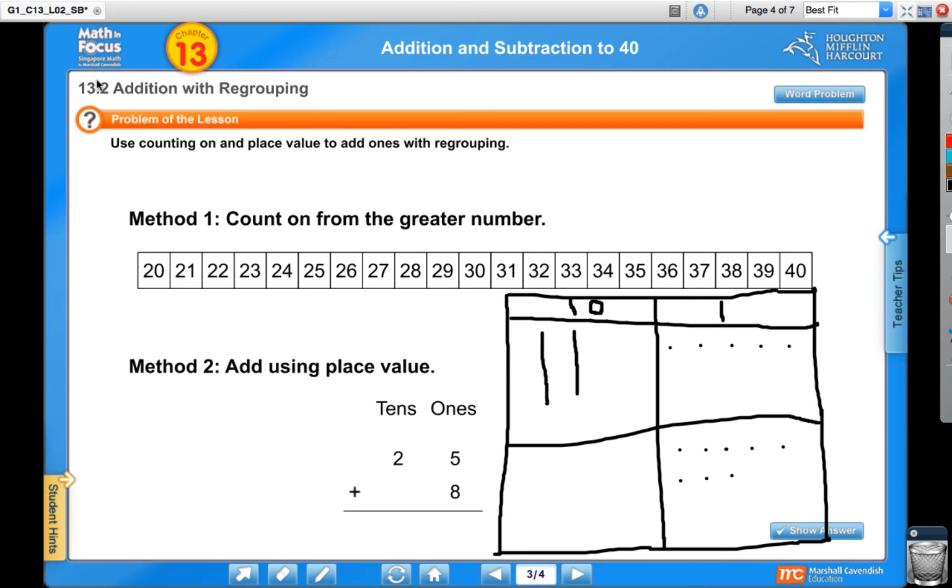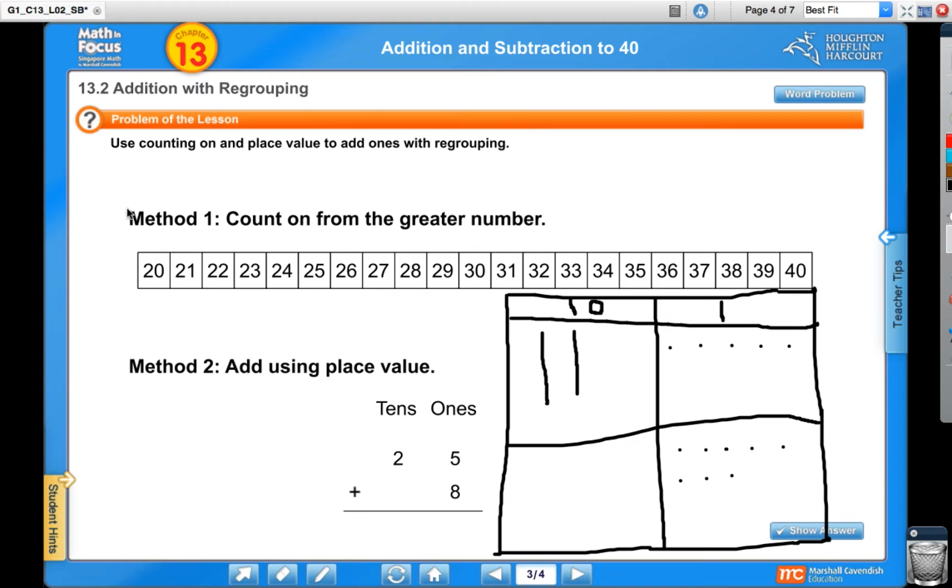Okay, now for our lesson, for the problem of the lesson, I'm going to tell you the problem. The problem is there are 25 blackbirds in a tree. 8 more blackbirds join them. We want to know how many blackbirds are there all together. 25 blackbirds in a tree, 8 more join them. How many blackbirds all together?